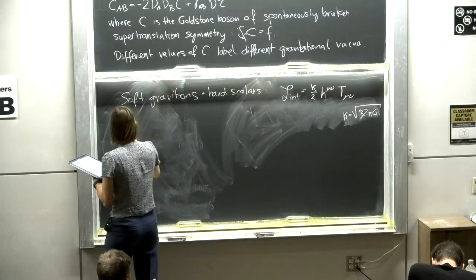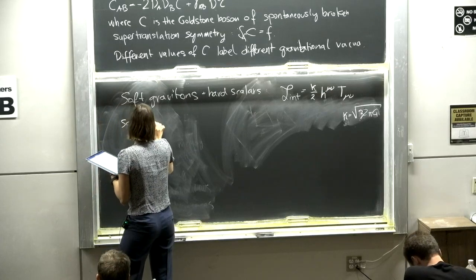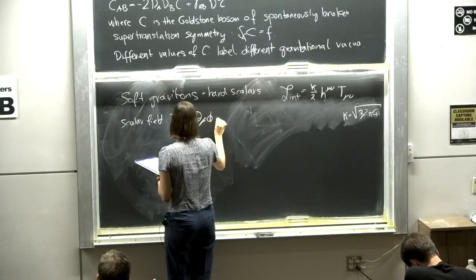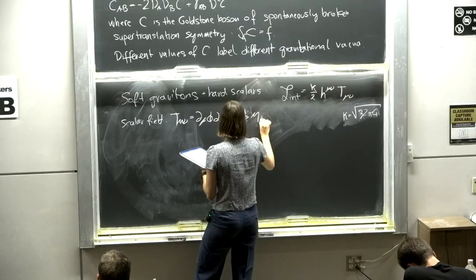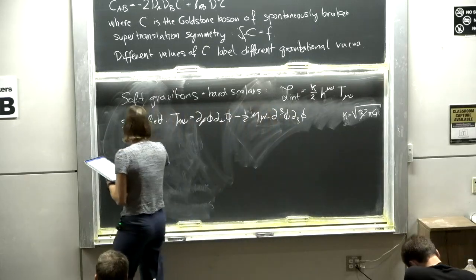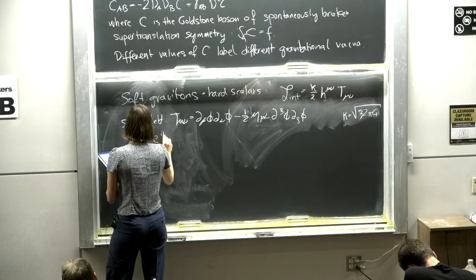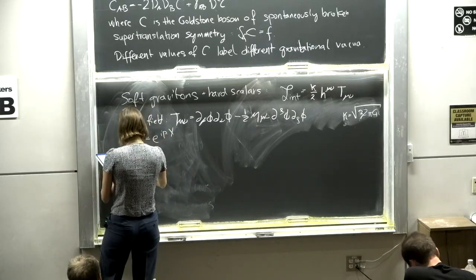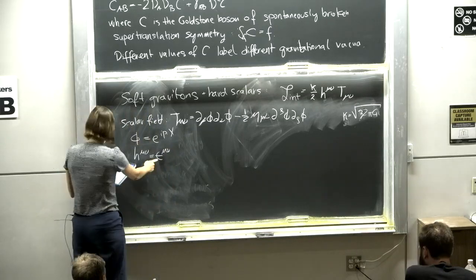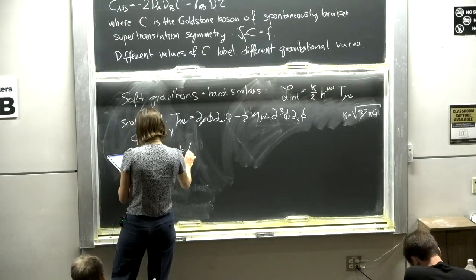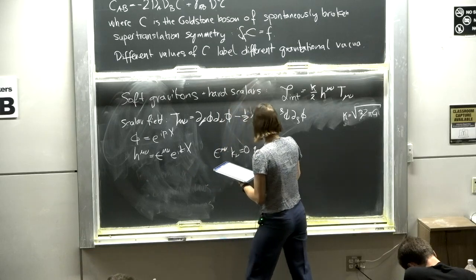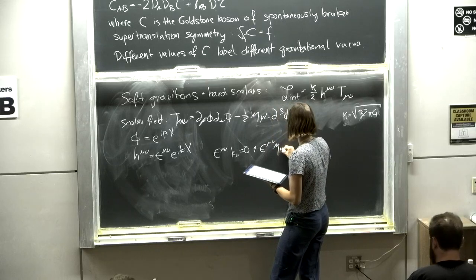So now if we have the scalar field as a stress tensor, T mu nu, given by d mu phi d nu phi minus 1/2 eta mu nu d rho phi d rho phi. And we're going to stick in plane waves. So phi is just e to the ip dot x. And the gravitons, so h mu nu, has some polarization tensor, which was called e before. I'm calling it epsilon, times e to the ik dot x. And we have that epsilon mu nu dotted into k mu is 0. And also that epsilon mu nu eta mu nu is 0.